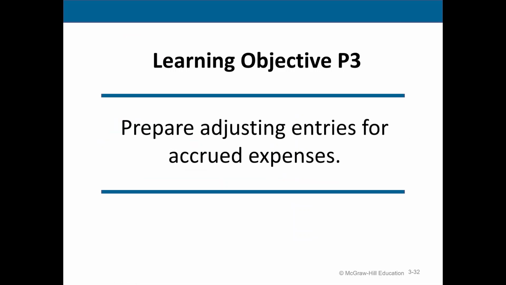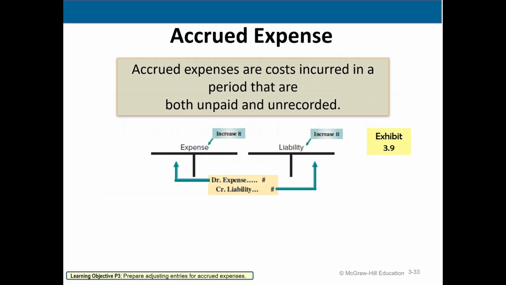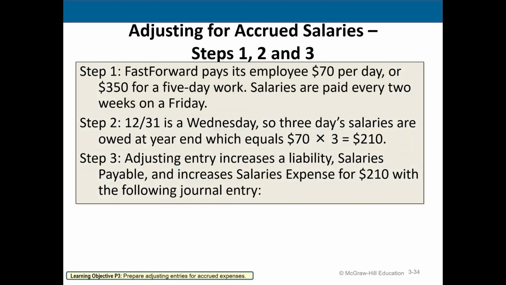332, we look at adjusting entries for accrued expenses. And the issue with accrued expenses, they're costs that we've incurred that are unpaid and unrecorded. And the example given on 334 is an example of a company who owes its employees money for the last 3 days of work in a period, and they don't have to pay them until payday, which is in the next period. Okay, so that's going to be very helpful for you too.